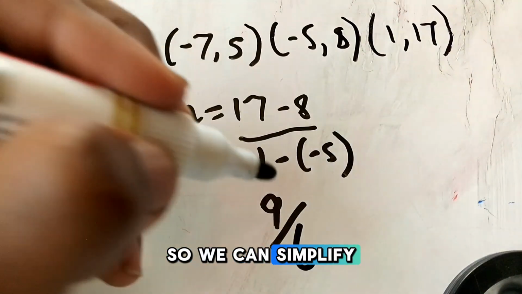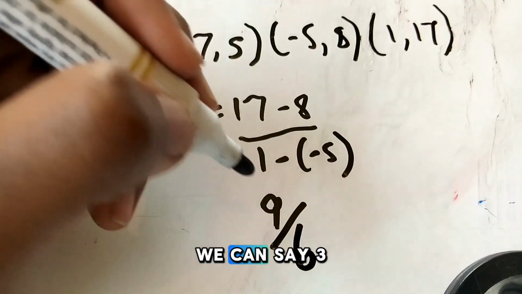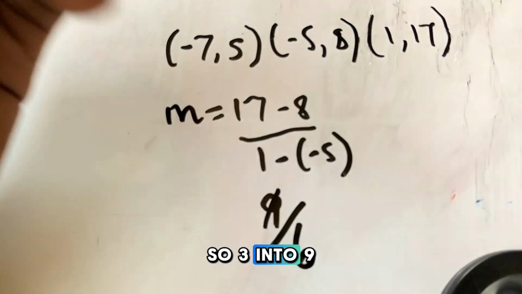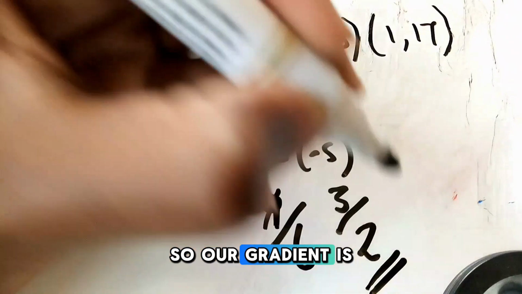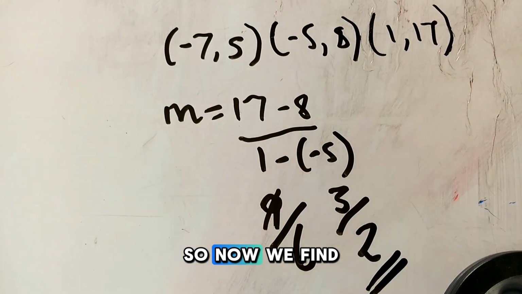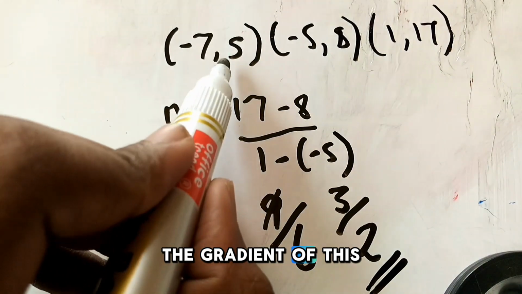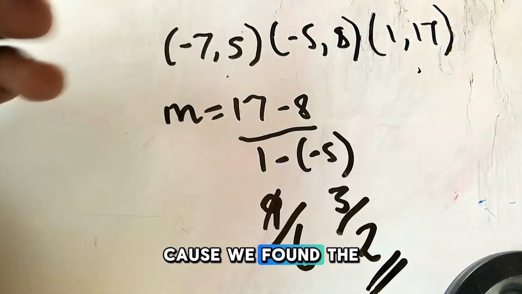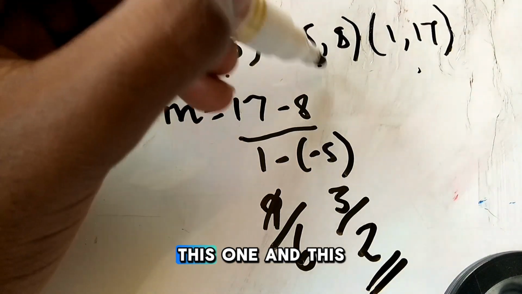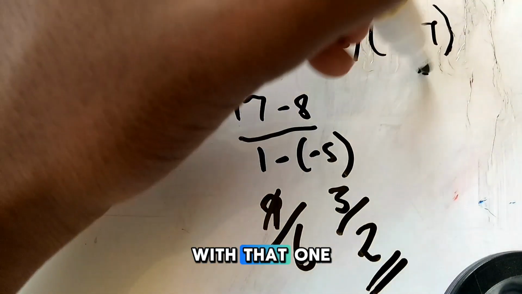So we can simplify this further. We can divide by 3: 3 into 9 is 3, and 3 into 6 is 2. So our gradient is 3 over 2. So now we have found the gradient of the first and second points, and of the second and third points. Now the first one with the third one.